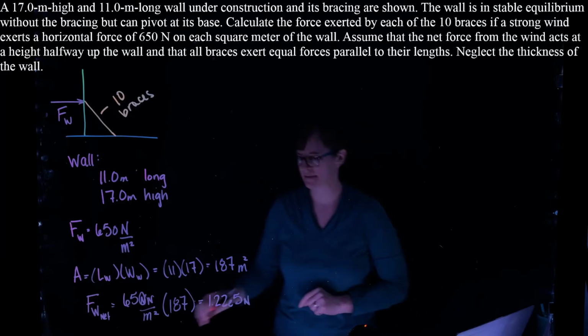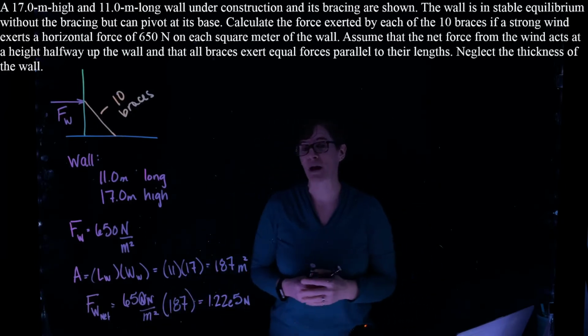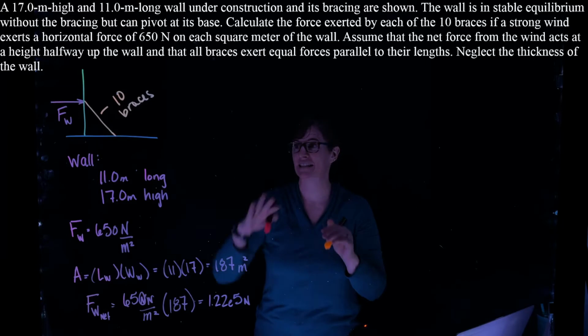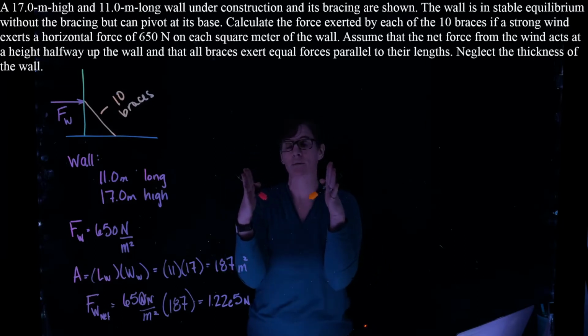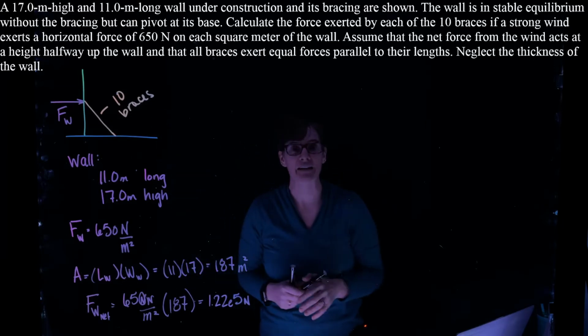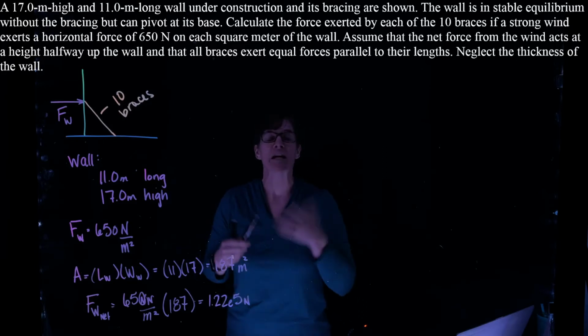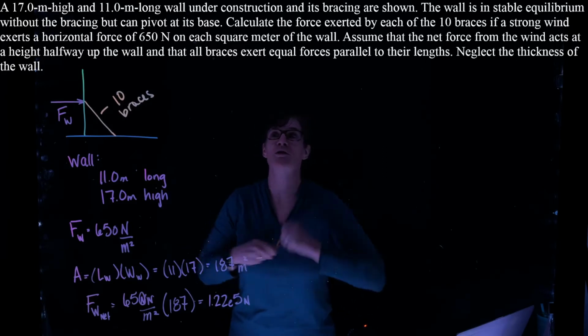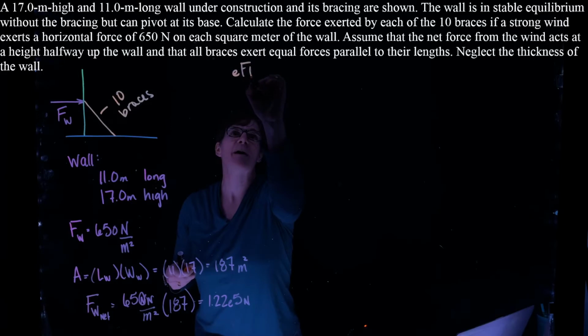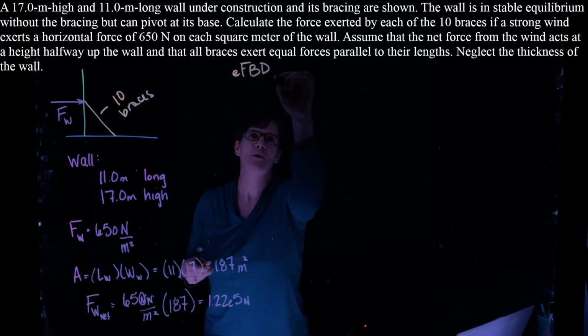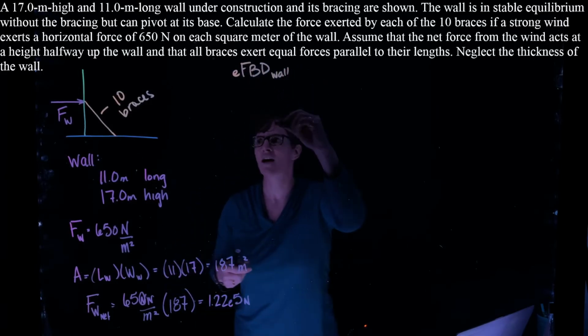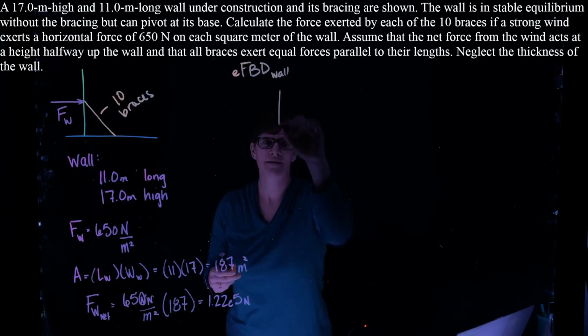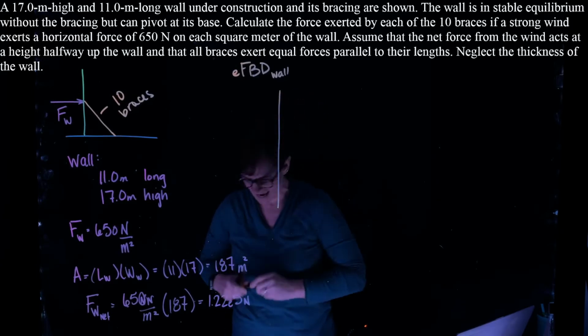So the total force of the wind acting on our wall is 1.22 times 10 to the 5th newtons. Now we're going to explore this problem as a torque analysis to see, if this is in static equilibrium, what force is each one of those braces acting with. And so for a torque analysis, we of course do an extended free body diagram of our wall. So let's draw that wall, and we'll draw the forces acting on it.